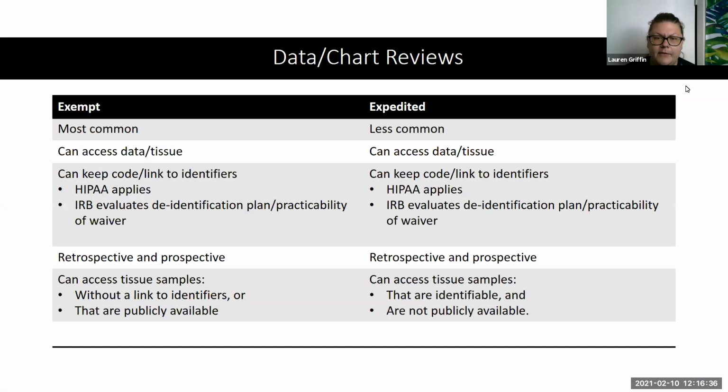As a little bit of an overview of the differences between these, exempt research tends to be accessing data and tissues, which you can do with both. You can keep a link or a code to identifiers, but tissue samples is where things get a little bit different. You can do retrospective and prospective research with both of these, but there are some differences in terms of whether or not things are identifiable, whether or not they're publicly available. And again, this is something that the SMART forms will help with, and staff can also help you.